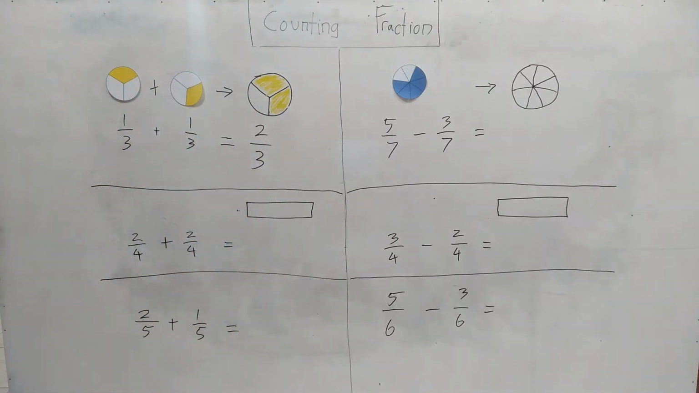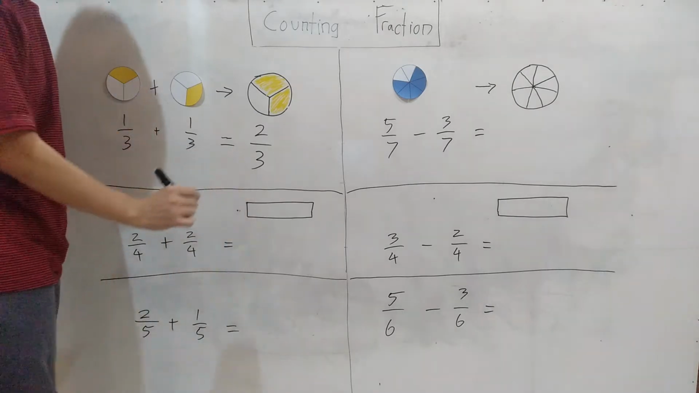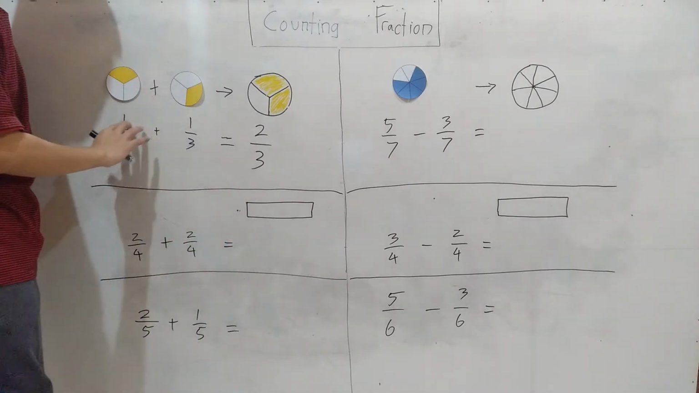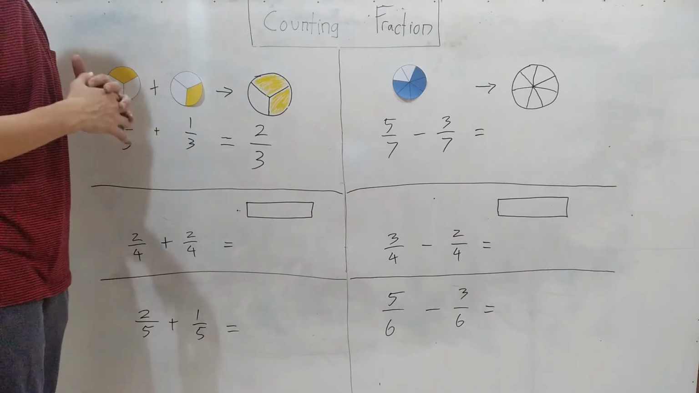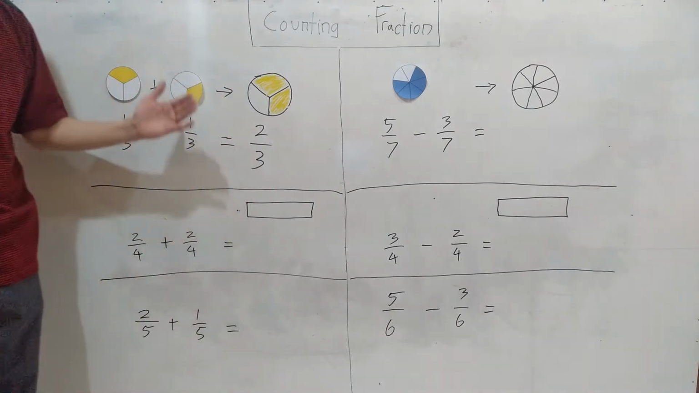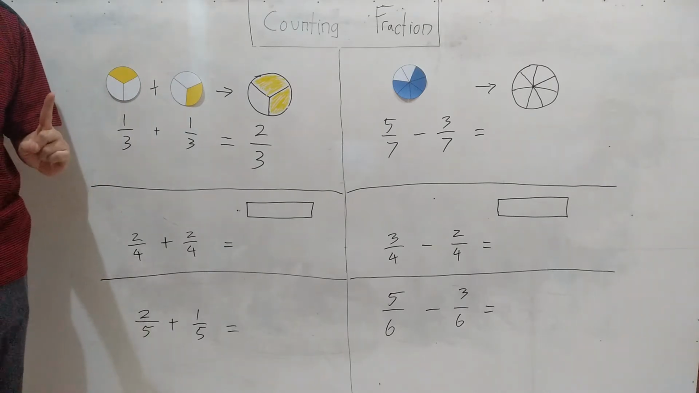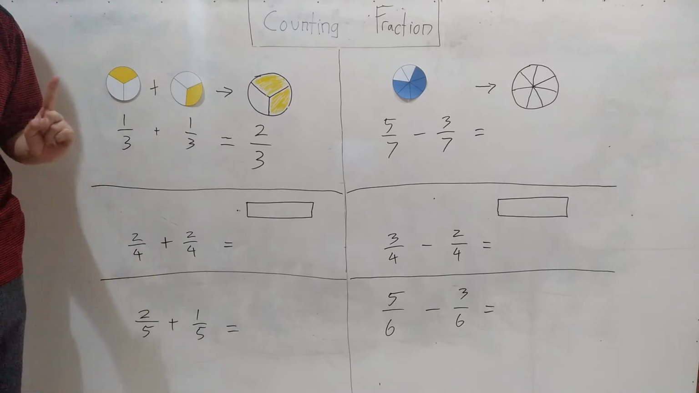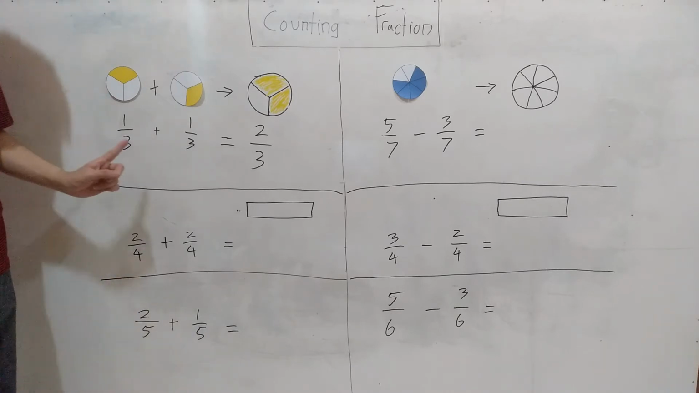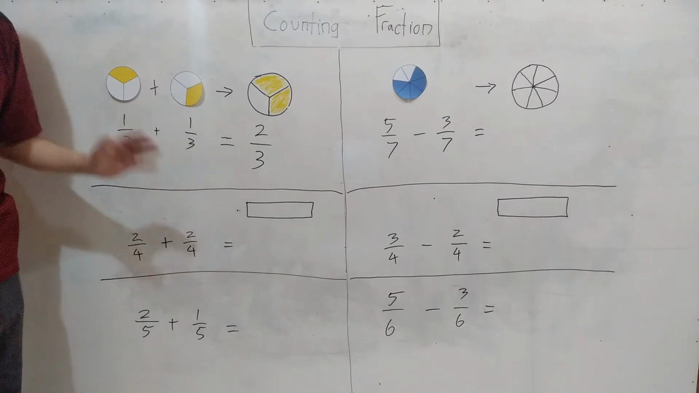Well, I see the pattern here. When I add fractions, the denominator does not change. I only add the numerators and I get the result. Well, actually that's how you do counting with fractions. The first rule when you want to do addition and subtraction of fractions is that you can only do it when the denominators are the same, or they have a common denominator.